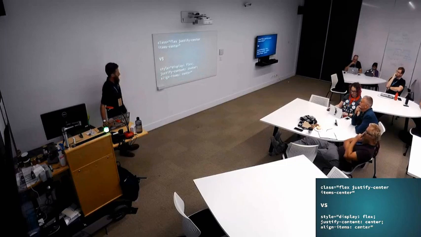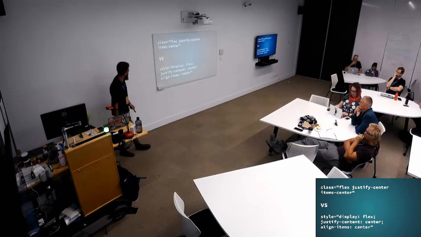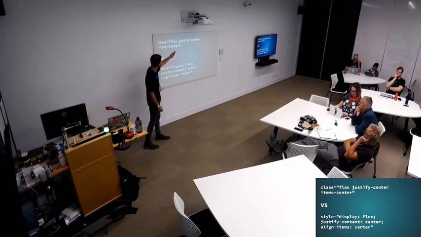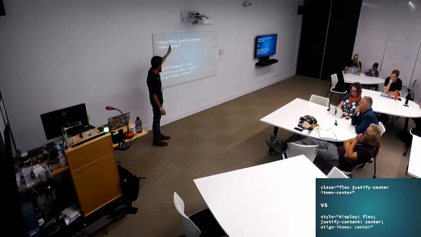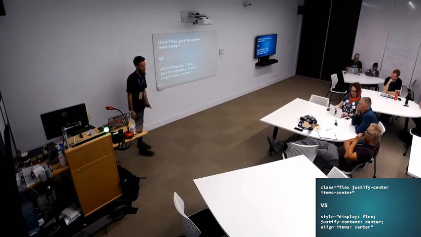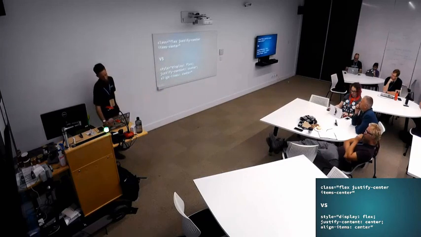And the markup is still less. If I'm trying to center something both horizontally and vertically, I've got 3 classes I need to add in Tailwind. It's flex, justify-center, items-center. Whereas if I was to do that with inline styles, style equals display flex, there's a lot more markup there. And the more styles you add, the more that compounds.